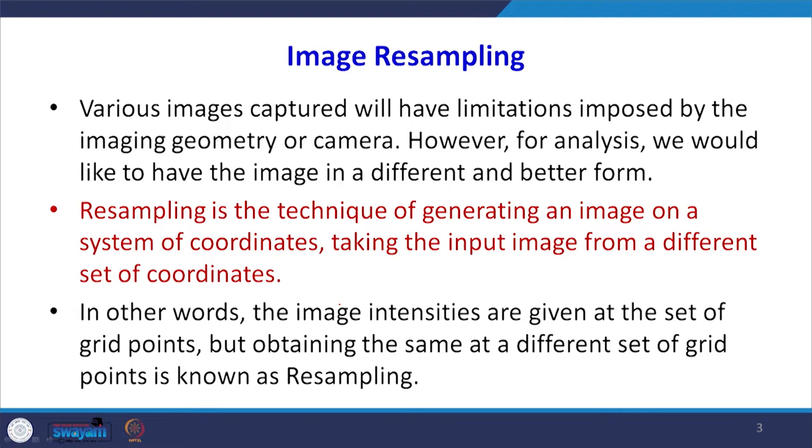We know that the images captured by different sensor systems and different camera systems all have their own limitations and their own properties. But when we analyze them together to get better results, we should have the same resolution. In this resampling technique, we are generating a new image on a coordinate system, taking the input from a different coordinate system of the input image. In other words, for the image intensity which we are generating at a grid point, we derive the new values near or adjacent to that location, and based on the DN values in that region, we calculate the new DN value.